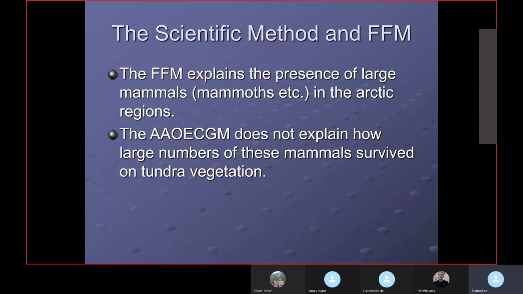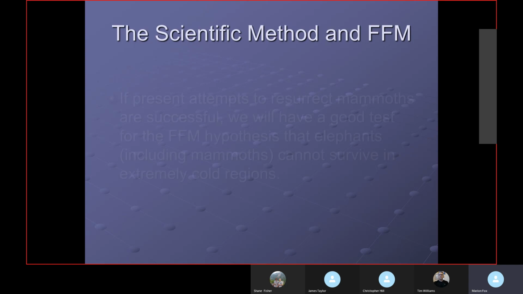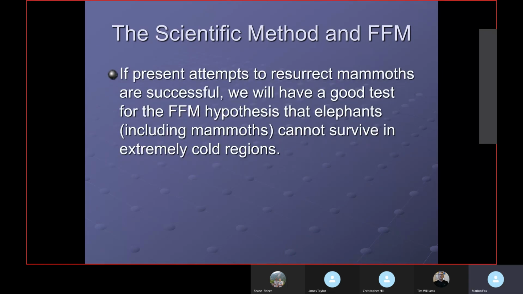And yet we're led to believe that large elephants, which need about 500 or 600 pounds of forage every day, hundreds of thousands of them were existing at that time in this tundra vegetation. That's ludicrous, very ludicrous. If present attempts to resurrect mammoths are successful, and they are trying to do it, I don't know whether they're going to do it with DNA cloning, but I think they're going to try to get semen from a frozen mammoth and use that. But they supposedly are working on it, and they think they'll have it done in the next 3 or 4 years.